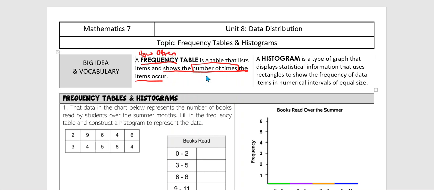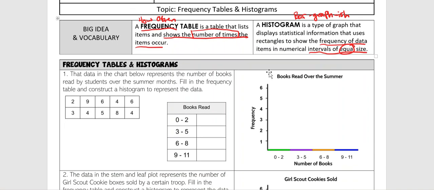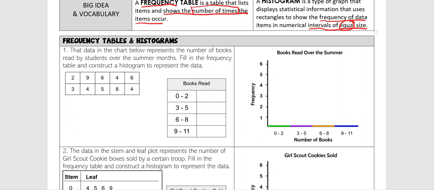We can then take a frequency table and use it to create a histogram. So a histogram is like a bar graph. We'll call it bar graph-ish. That shows the frequency of data, so how often numbers show up in intervals of equal size. So those intervals are different ranges of numbers, 5 to 10, 11 to 15, 16 to 20, and those intervals are all the same size. And we'll look at how to put those together in a moment. But first we're going to take a look at a frequency table.